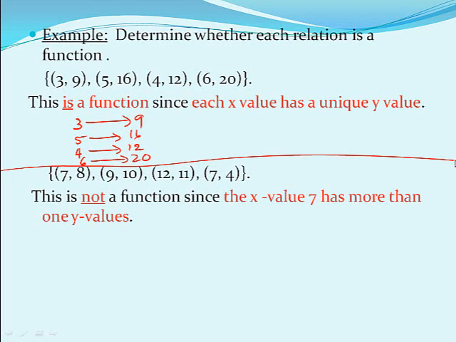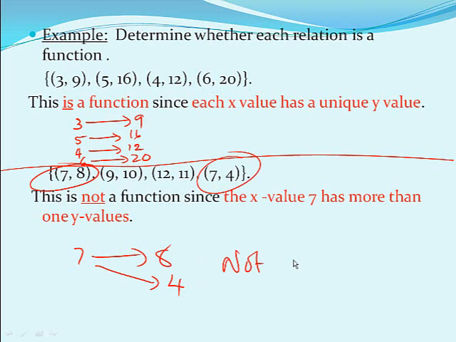And here is another example, again with 4 ordered pairs. We need to check whether this relation is a function. Notice that in this case we have 7 going to 8 because of this ordered pair here. And if you look at the last ordered pair, 7 is also related to 4. So that means we will have an arrow going from 7 to 4. And this is not allowed in a function. So the second relation is not a function.